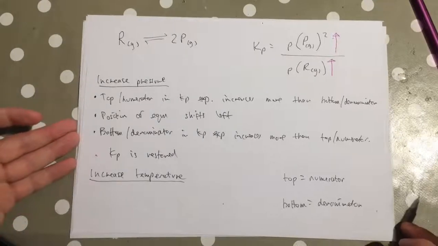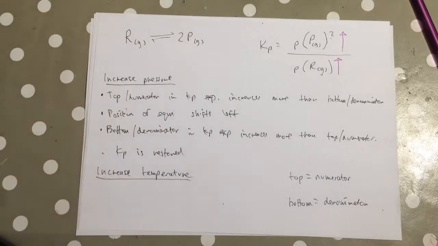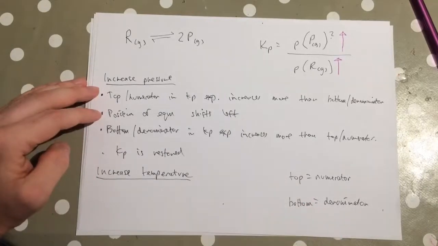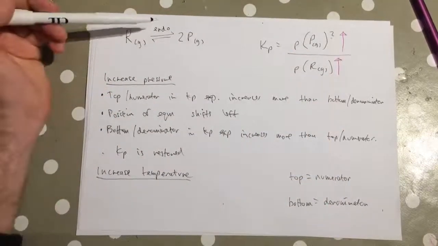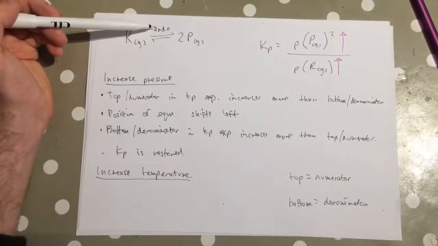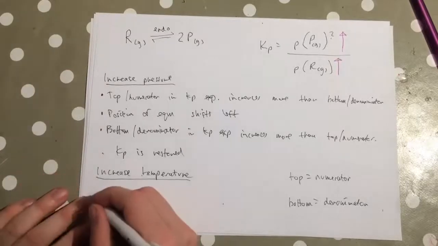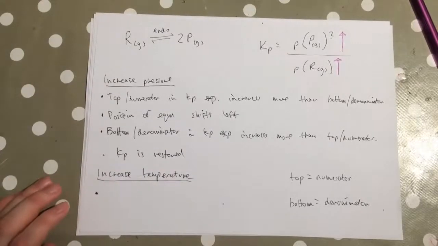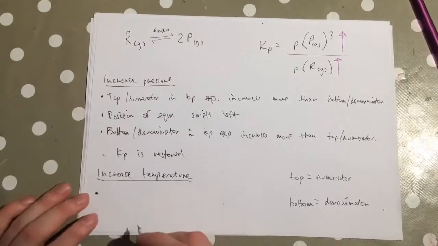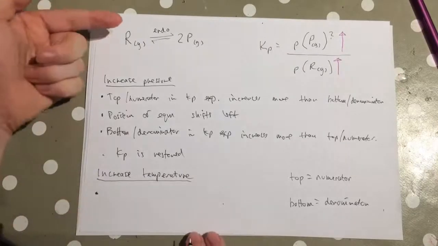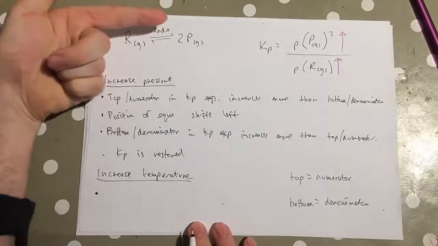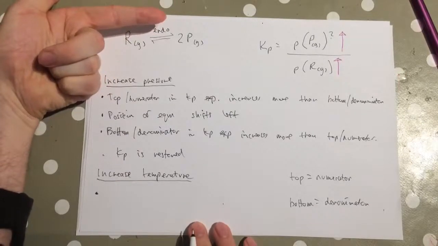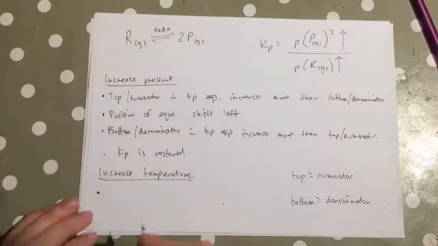Okay, so Kp is boss. Pressure cannot affect Kp. Let's have a look at temperature though, and let's just assume that our forward reaction is endothermic. So this would have a positive delta H. Well, if we increase the temperature, let's think about Le Chatelier's principle. If I increase the temperature, the position of equilibrium will shift in the direction of the endothermic reaction to try and bring the temperature back down, which in this case is to the right.